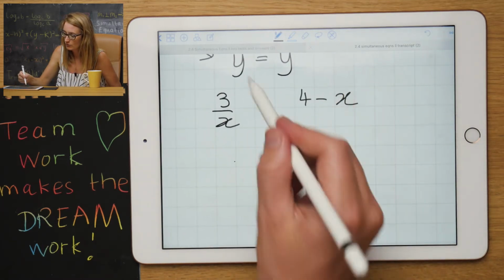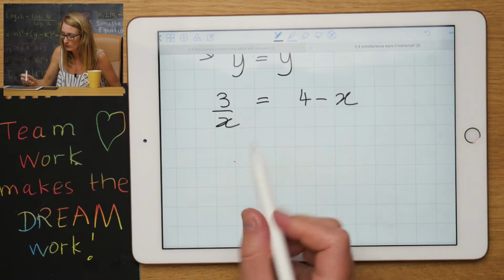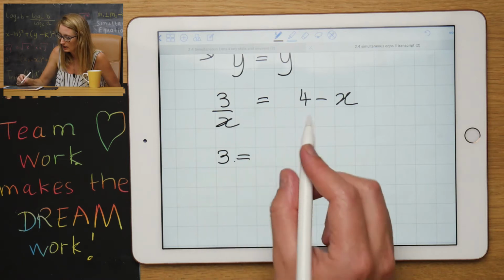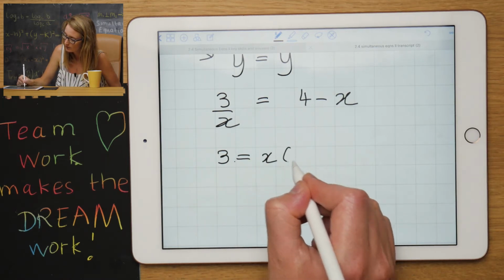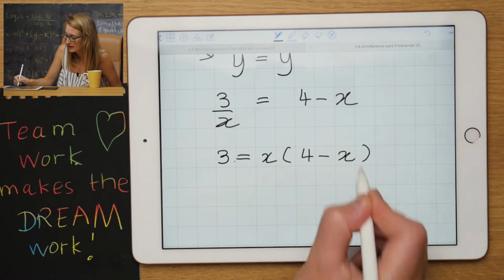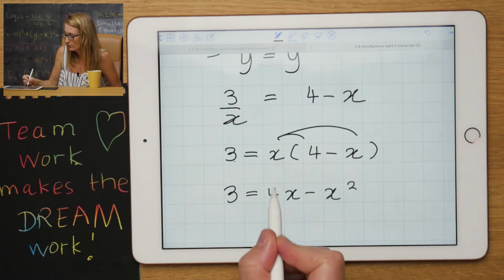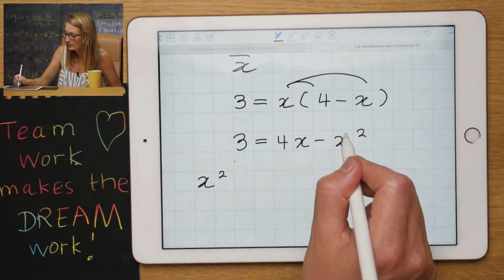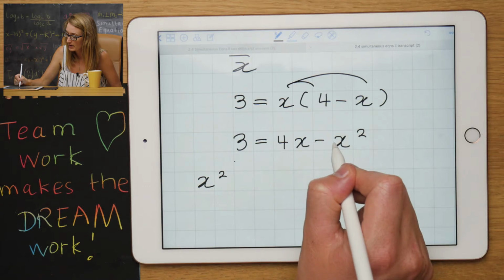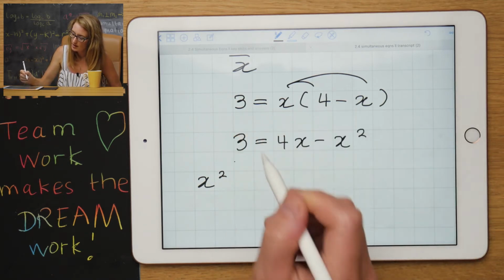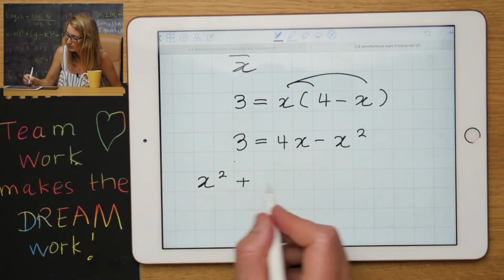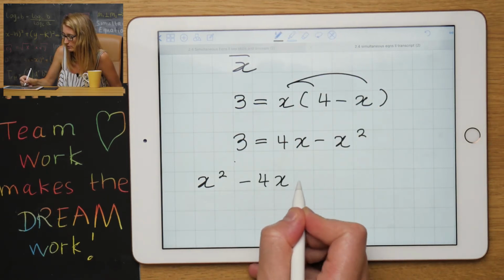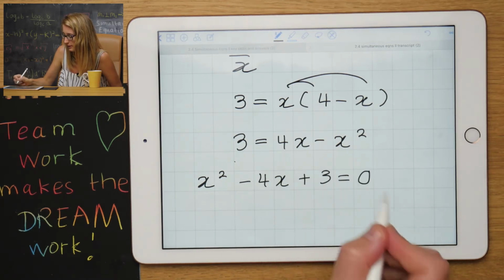Now you want to get rid of the fraction, that's always really annoying. So you turn the divide by x, which is currently here, into a times by x on the other side. So that'd be x times 4 minus x. You multiply out the bracket and you've got the beginning of a quadratic equation. I'm going to bring the minus x squared and the 4x to this side because I like to keep the x squared positive. Now, when the plus 4x comes over, it's going to be minus 4x, and there's already a plus 3 here.